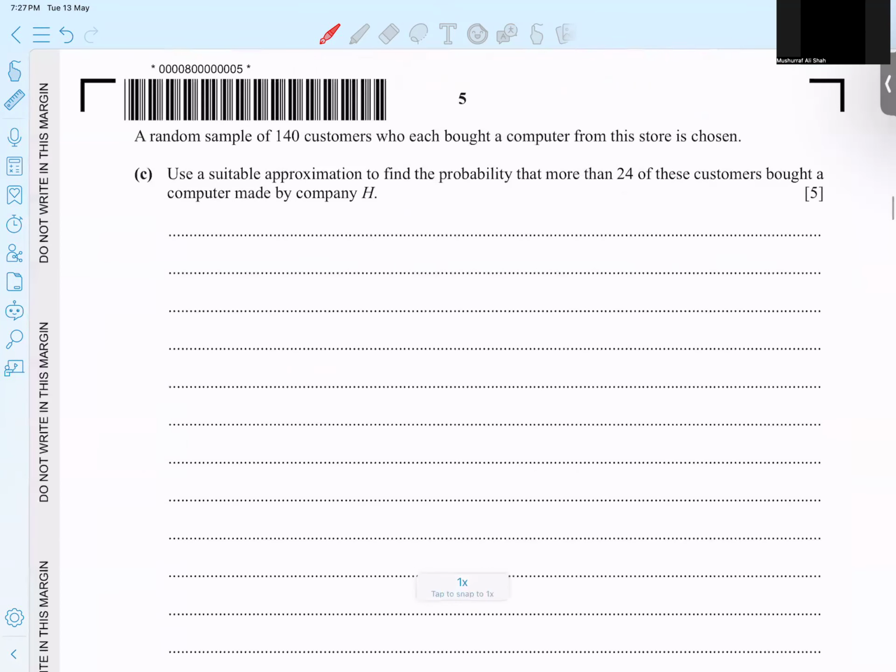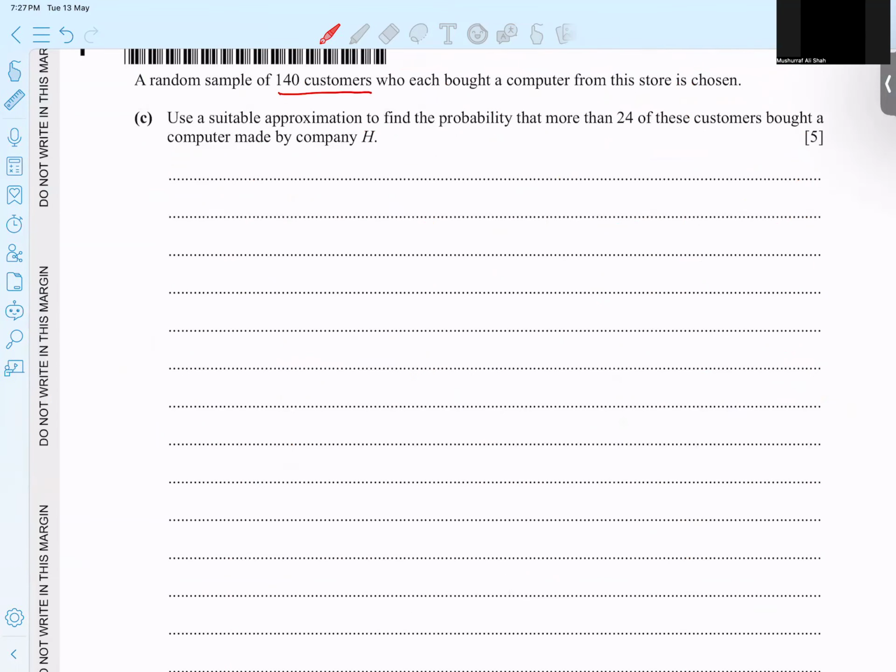Now the third part: a random sample of 140 customers is taken, and when a sample is very big, look here, the sample is huge, not 10 or 12. And he said suitable approximation. Whenever suitable approximation comes, sometimes he asks you to justify why you are using it. So the formula is NP, the mean formula. NP decides for us whether we have to go for the normal distribution.